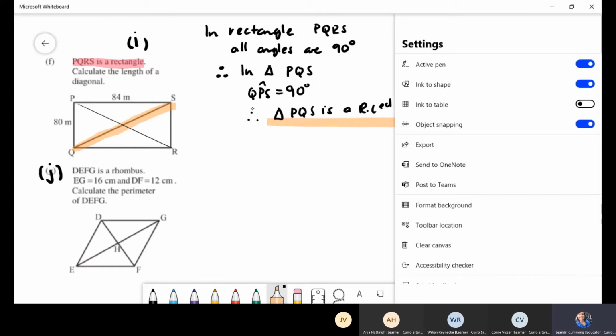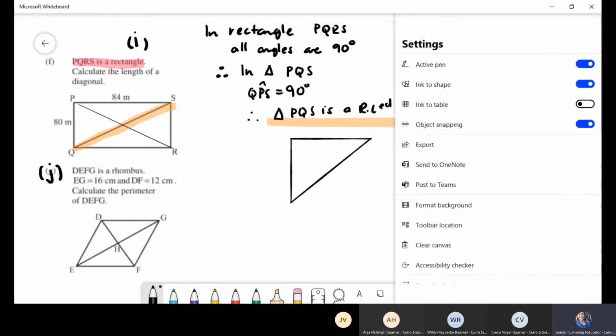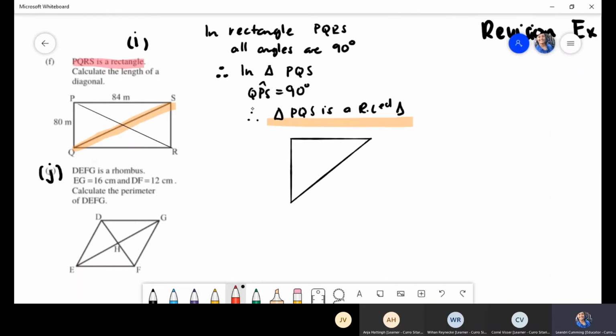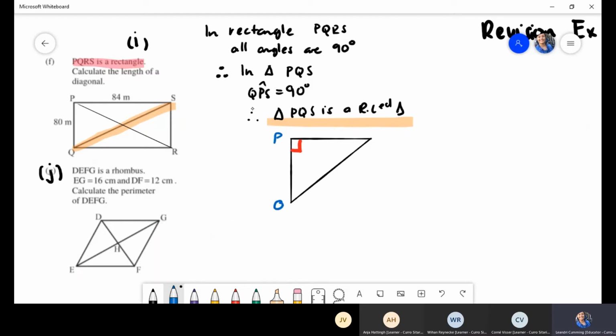So let me just copy that one over here, and then we can get the picture that we're looking at. Great. Here we go. Okay. What's important now is the fact that I've indicated my 90 degree. That's very important because it means I can go ahead and apply my theory the way I want to. So I've got angle P, angle Q, angle S, and I've got a length here of 84 meters, and a length here of 80 meters, right?